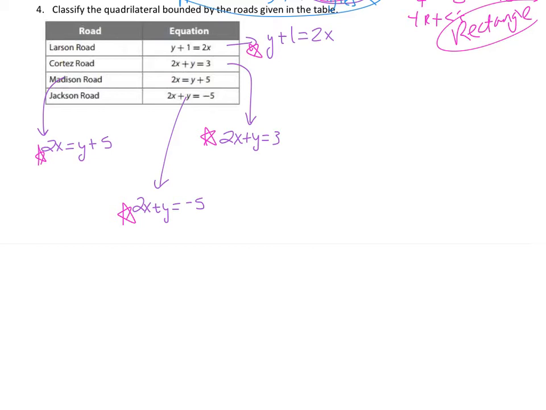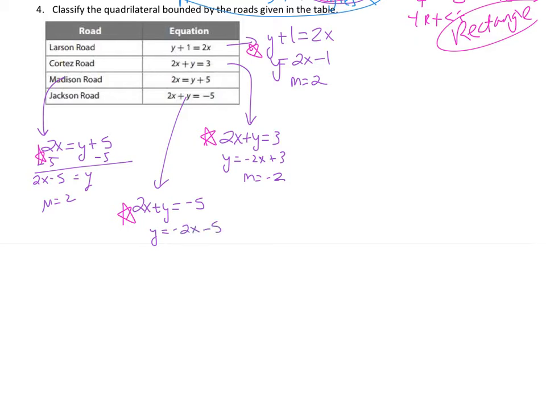The slope of the first one, once you solve it for y, is a positive 2. The second one, when you solve it for y, you get a negative 2. When you solve the third one for y, we subtract the 5 over, so just be careful on this one. So we get y equals 2x minus 5, so our slope is a positive 2. For the very last one, when you subtract your 2x over, you get a negative 2x minus 5, so our slope is a negative 2.